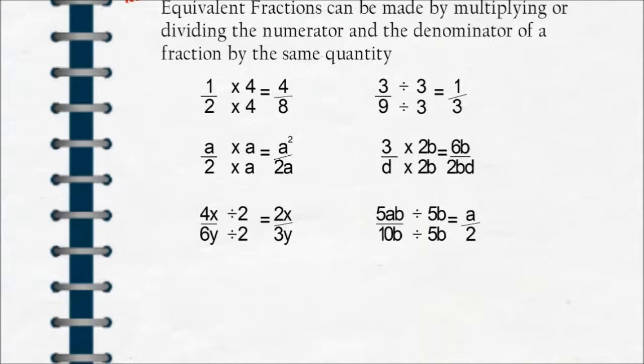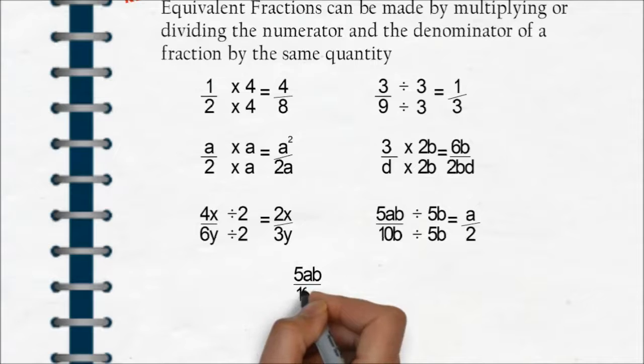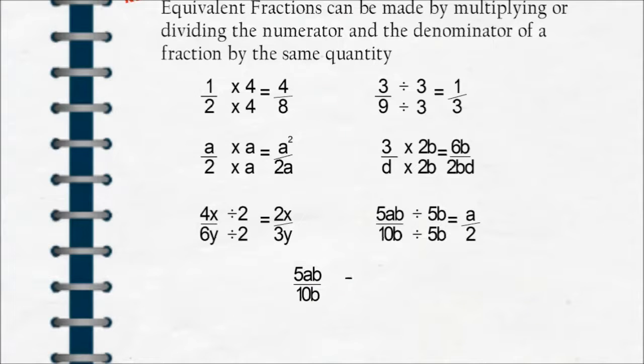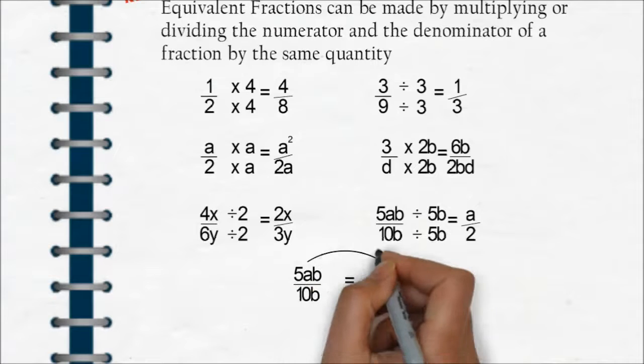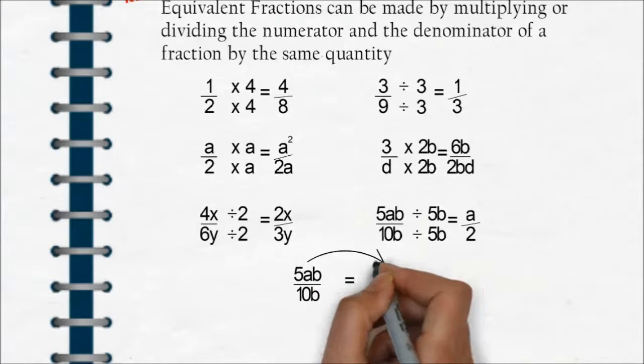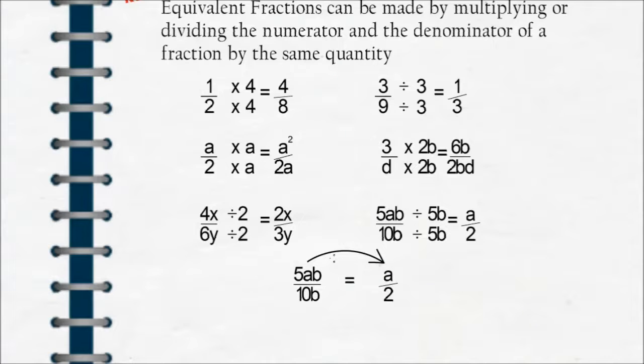Now a quick point to note is that, for instance, in example 4, 5ab over 10b equal to a over 2. Now when we're moving from the left hand side to the right hand side, we're simply dividing both the numerator and the denominator by 5b, and then when we're to move from the right hand side to the left hand side, we're multiplying the numerator and the denominator by 5b.